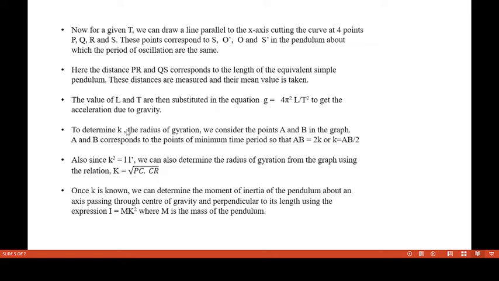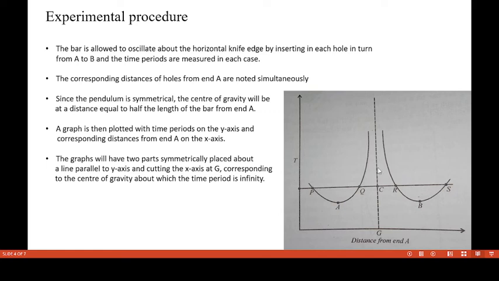Now to determine k, the radius of gyration, we consider the points A and B in the graph. A and B correspond to the points of minimum time period, so that AB equals 2k, or k equals AB upon 2. In the last class we've seen that for minimum time period, the length small l should equal k. Small l was the distance from the center of gravity to the point at which the minimum time period is obtained.